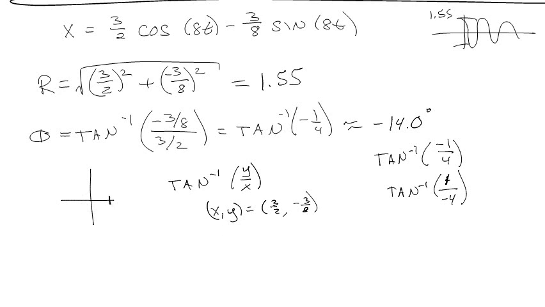We've got about 1.5, and then it goes down about 3/8. So that's the point right there. What we're looking at is this angle right here. That's our phase shift. Now that is, in fact, negative 14 degrees, so we're all good.